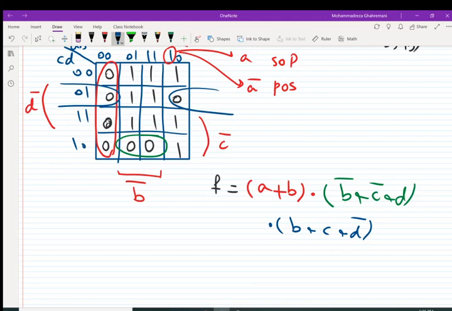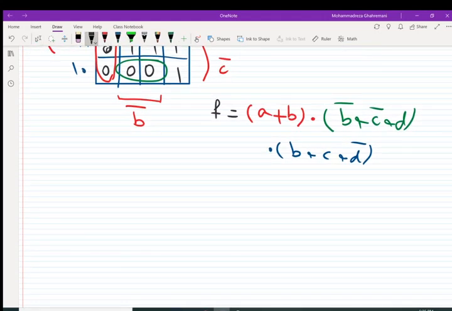Let's do one more example. Minimum cost product of sum.